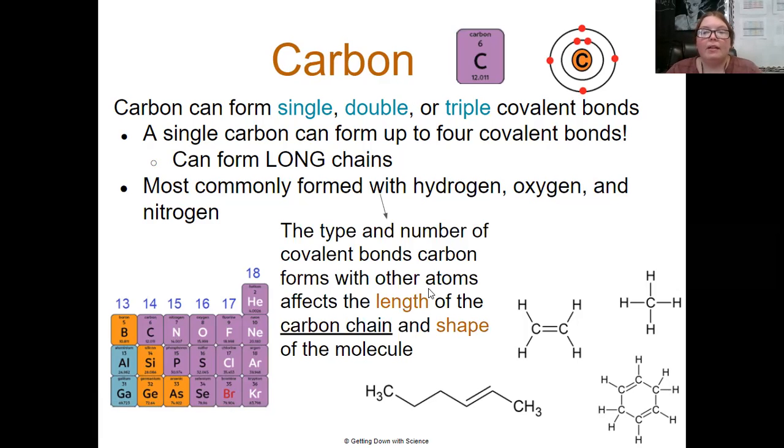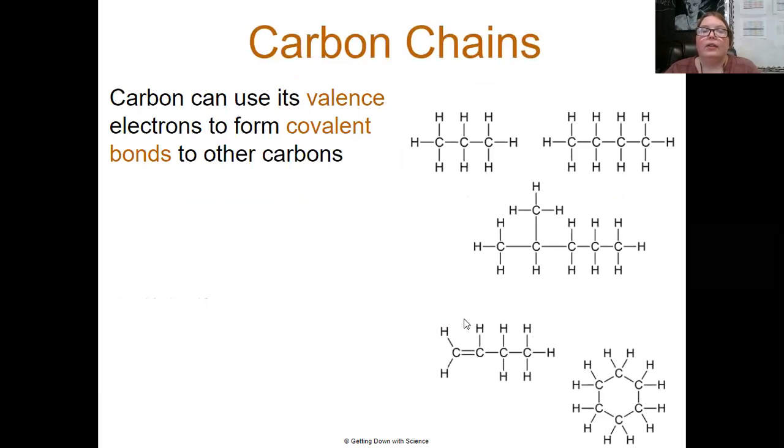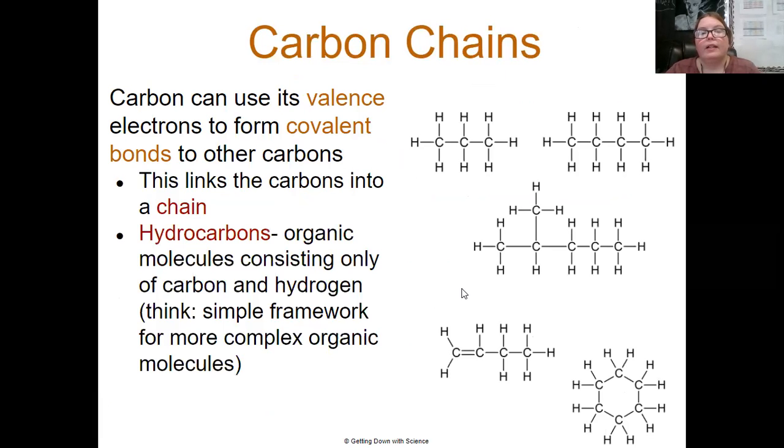So the type and number of these covalent bonds affects the length of the carbon chain and the shape of the molecule. Okay, so carbon uses its valence electrons to form covalent bonds with other carbons. All right, we just talked about this. Hydrocarbons consist only of carbon and hydrogen. These hydrocarbons are combustible, by the way.